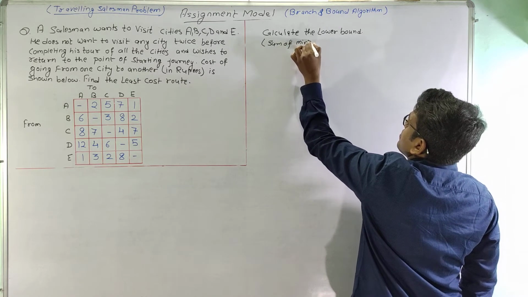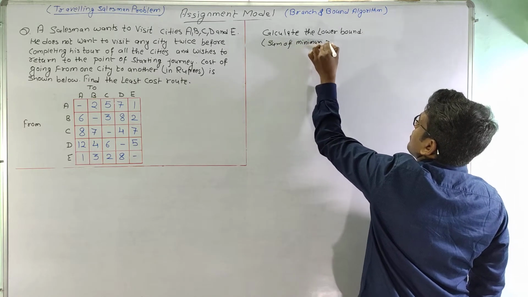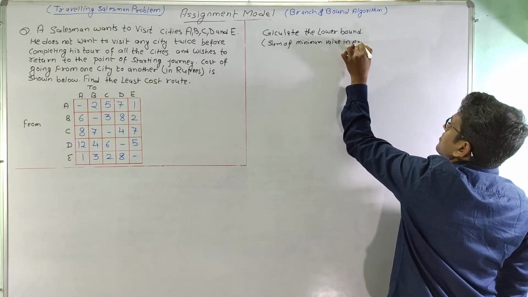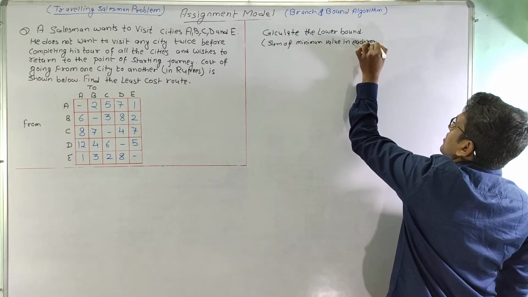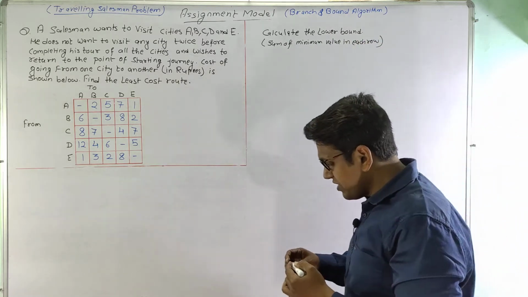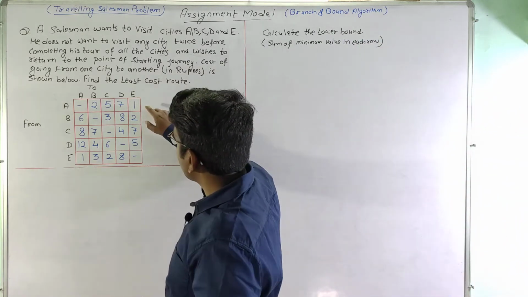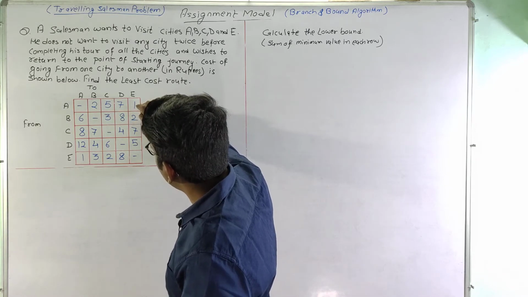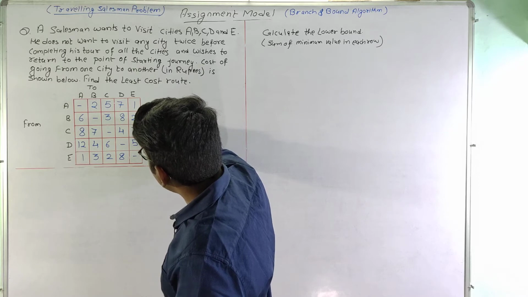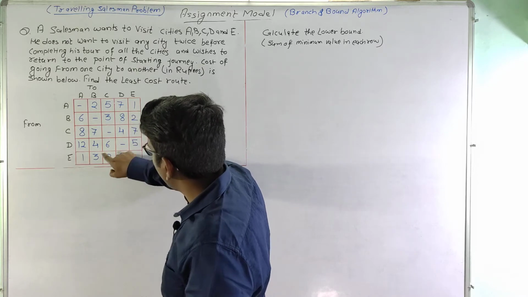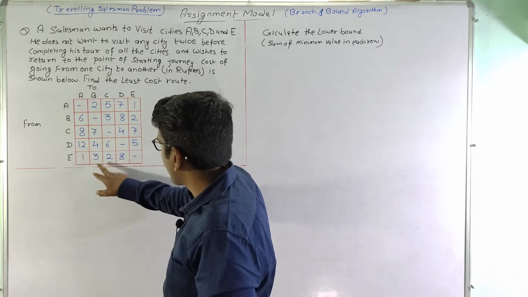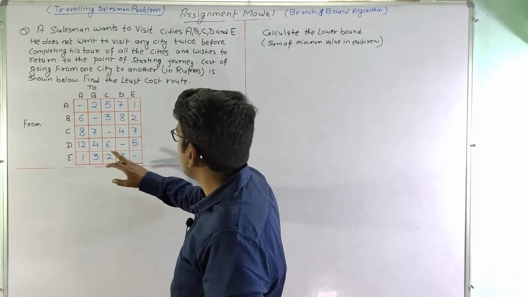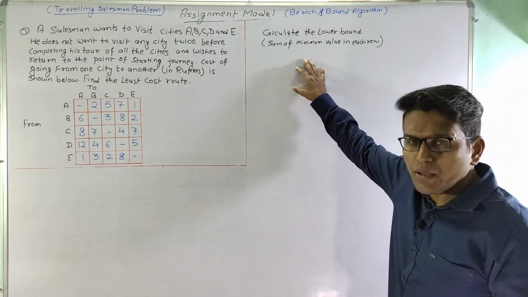minimum value in each row. So we can see this in each row there is one minimum value. Suppose for row 1 minimum is 1, for row 2 it is 2, for row 3 it is 4, for row 4 it is 5, and for row 5 it is 1. So adding up all these values will give us our lower bound value.